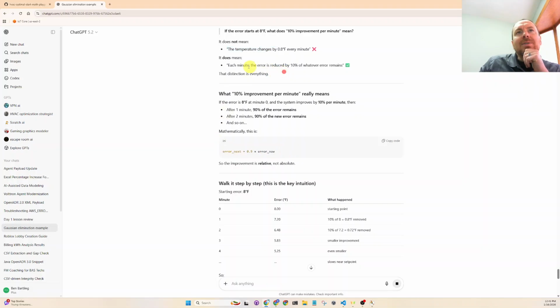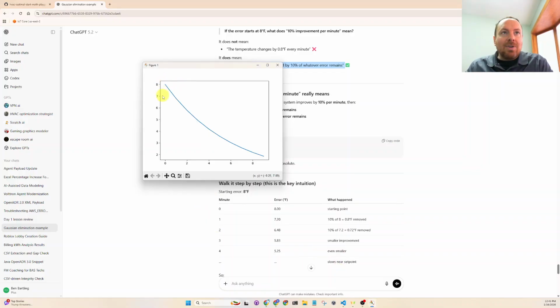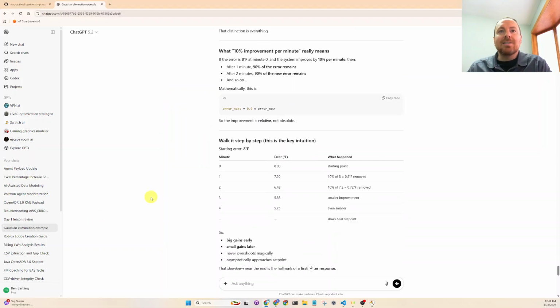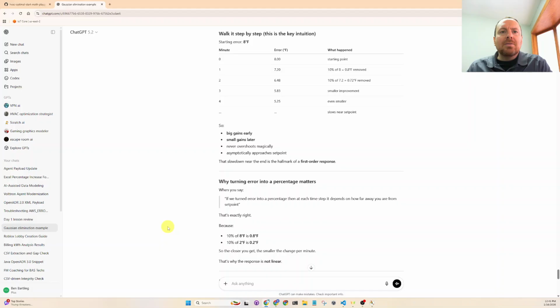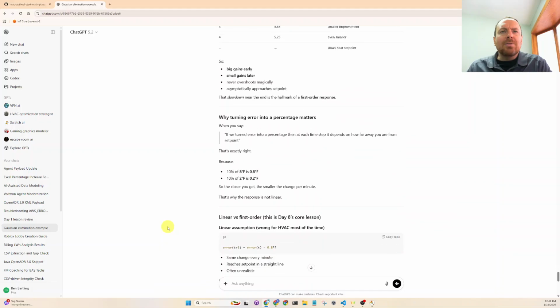So that's the big takeaway. Each minute the error is reduced by 10% of whatever error remains, and I think that's why it gets a little less as it nears setpoint, just like what it's trying to show here. So looks pretty cool.